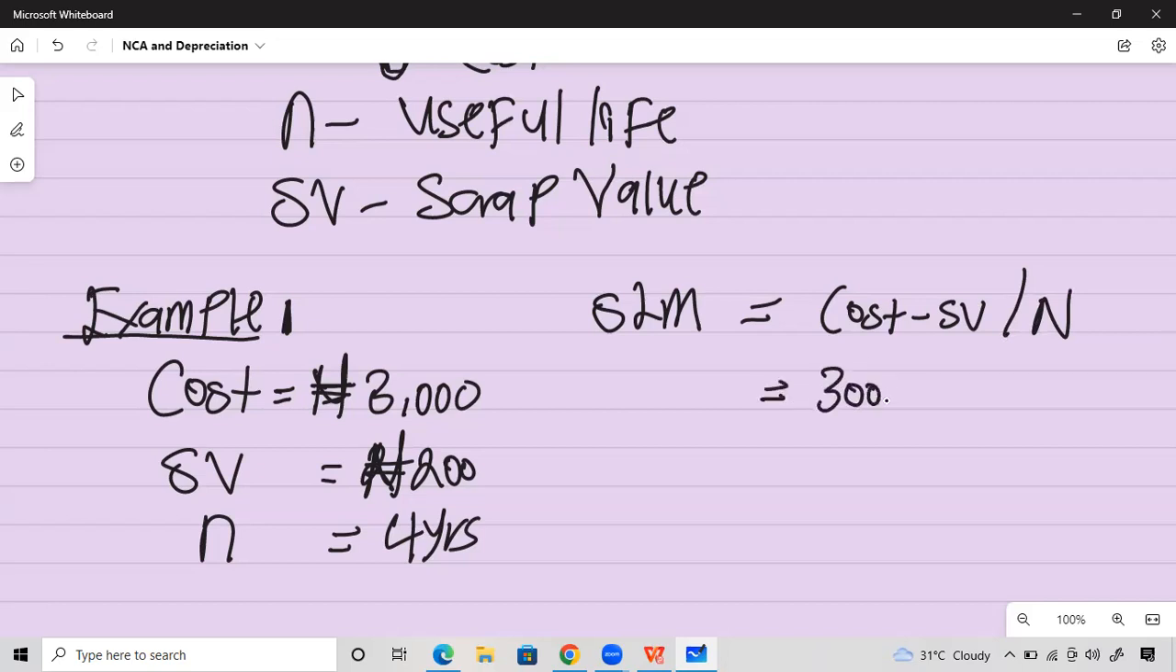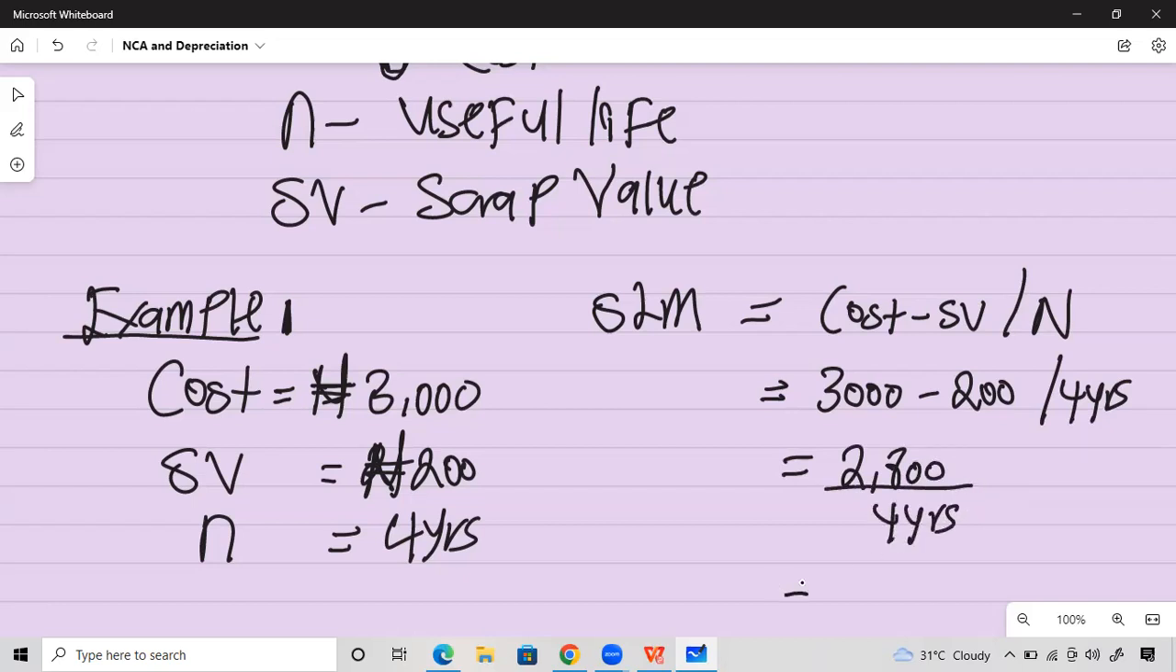So the cost of the asset is 3,000. The scrap value is 200. The number of years is 4 years. So 3,000 minus 200 is 2,800, divided by 4 years. Then we are going to have 700 naira.